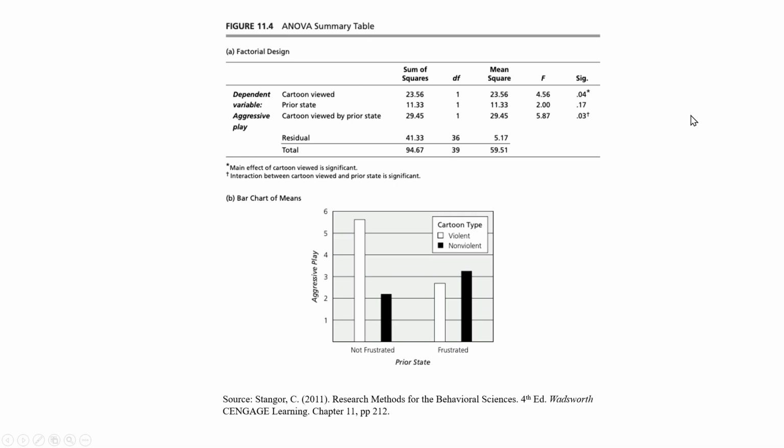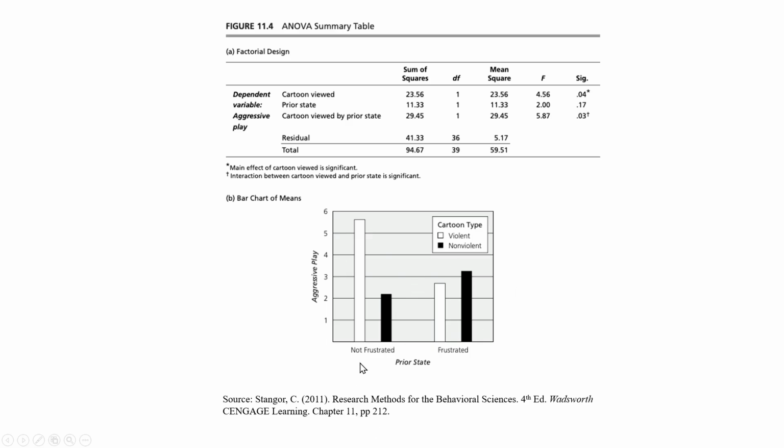Now, you can see here each of these has its own F value, its own degrees of freedom, and its own significance. So, you can see here very quickly, cartoon viewed is showing a significant effect, prior state is not showing a significant effect, but the interaction is significant. You can visualize this also in terms of these bar charts.